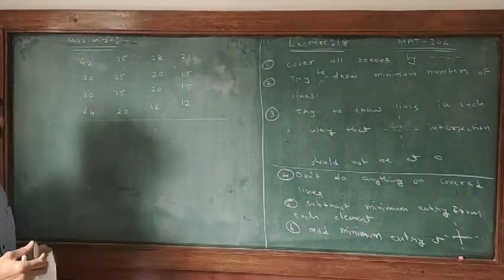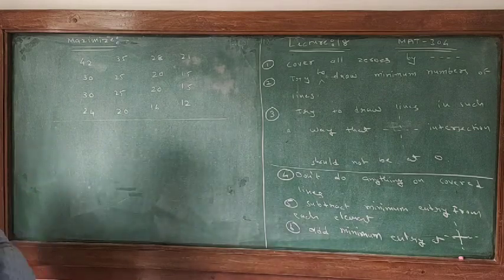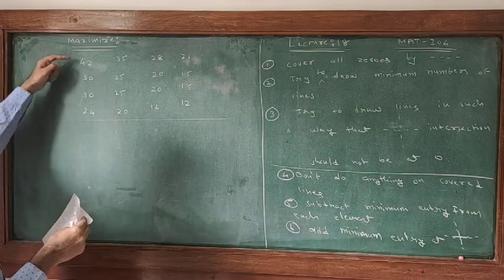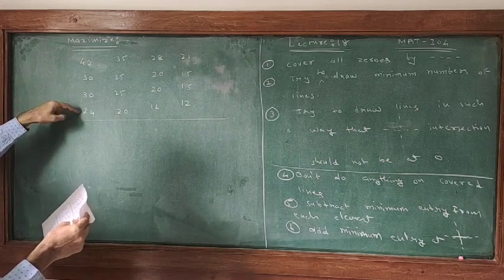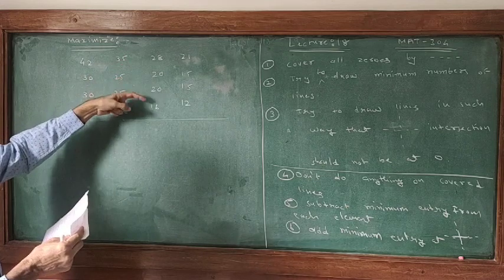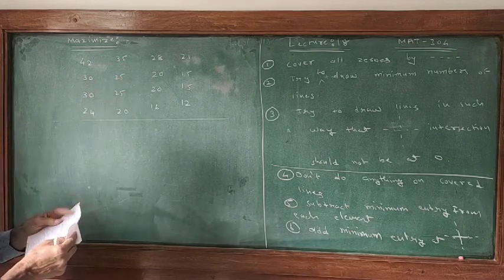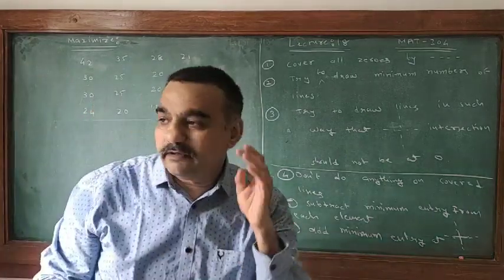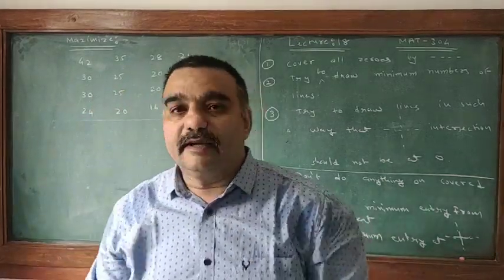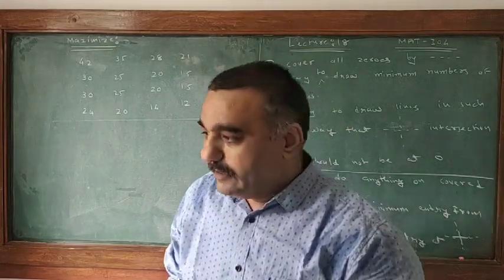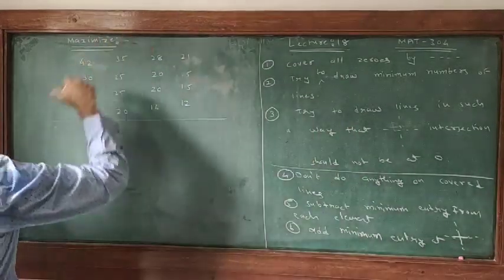So in this one, what are we going to do? Let me check the statement once more. So 42, 30, 20, 24, 35, 25, 25, 20, 28, 20, 20, 16, 21, 50, 55. Do you have any idea? See here how it is. Obviously you don't know. But at that time, what do we have to do?